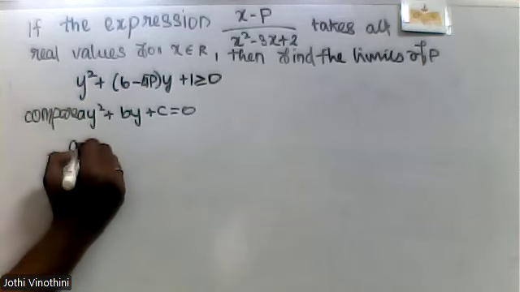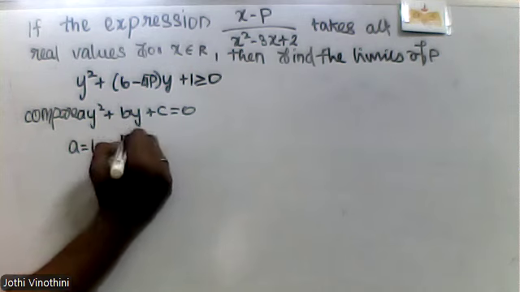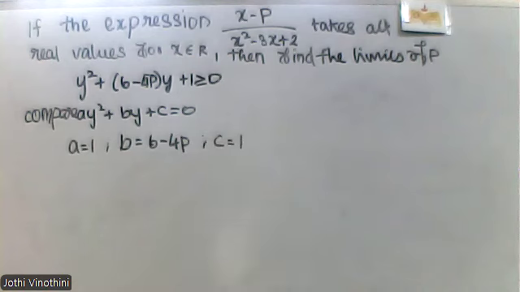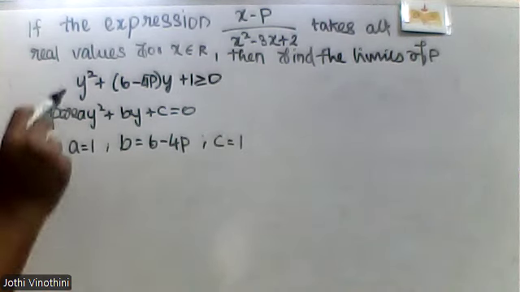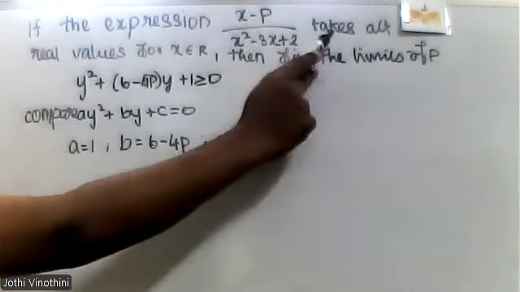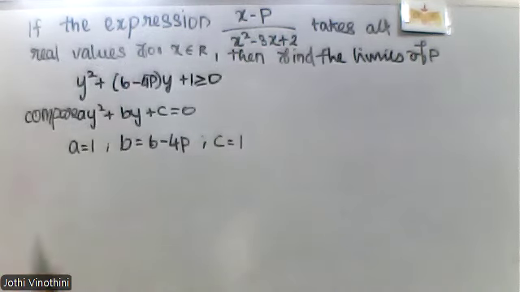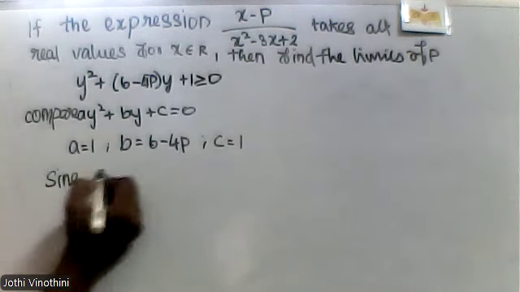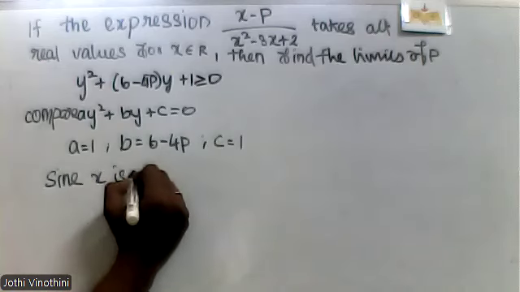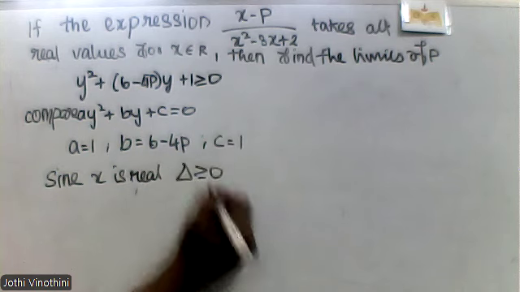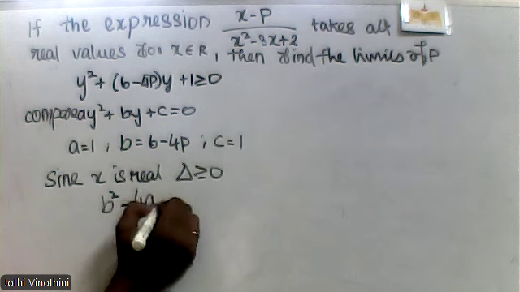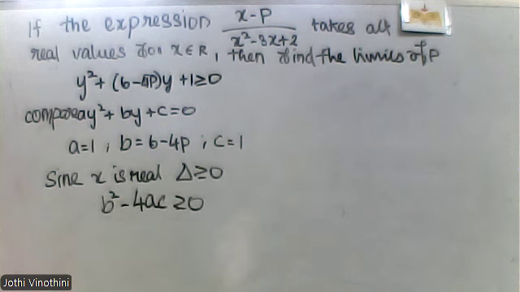So a must be equal to 1 and b must be equal to 6 minus 4p and c must be equal to 1. Clear? Since the question takes all values as real, del must be greater than or equal to 0. If del is greater than or equal to 0, b squared minus 4ac must be greater than or equal to 0.